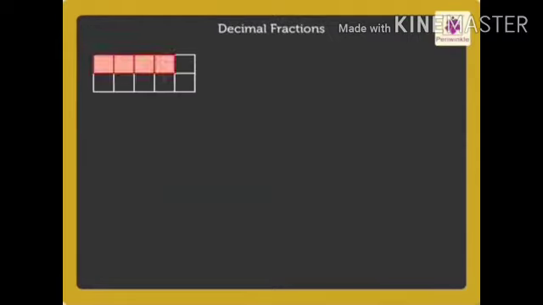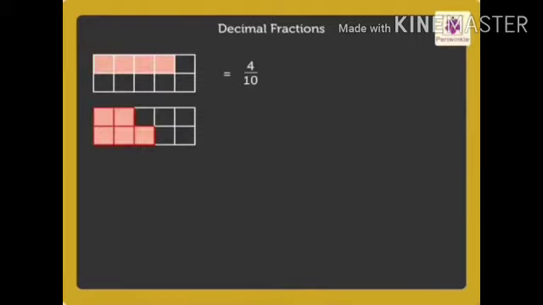Now, let us look at some interesting fractions. Here, 4 parts out of 10 are colored. That means the shaded region represents 4/10, written as 4 upon 10. If 5 squares are shaded, it represents 5/10. That is, 5 parts out of 10 are colored and is written as 5 upon 10.